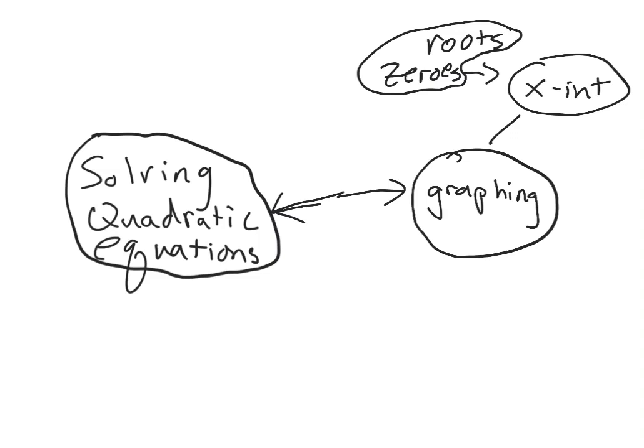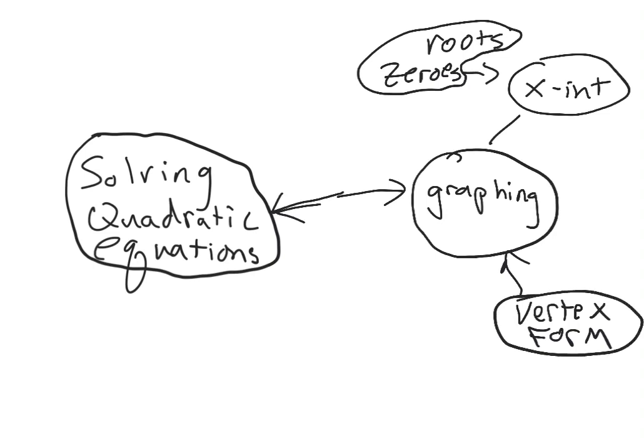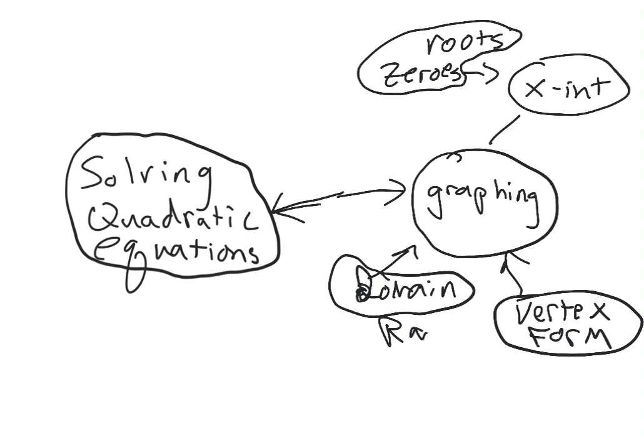Now, mainly if you're writing down a graph, probably the easiest way to graph something is using vertex form. So if we have vertex form, that would be ideal for drawing the graph. And the domain and the range of the graph can also give us hints as to what the solutions might be. Where domain is a set of x values that are allowed and the range is a set of y values.